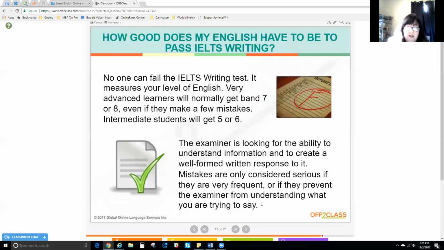But if you have any kind of mistakes that you tend to repeat over and over in your writing, in your speaking, any of your subjects, if it's a common mistake for you, don't run from that. Face that directly and tackle that problem, because that's what's going to help your score.